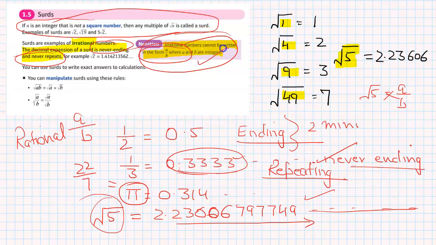So is it clear for you? This number cannot be written in the form of a over b. All other numbers can be written. The expansion of a surd is never ending. Can you see this one? You write any of these numbers which are not squares, these are never ending, and they keep on going, not repeating.